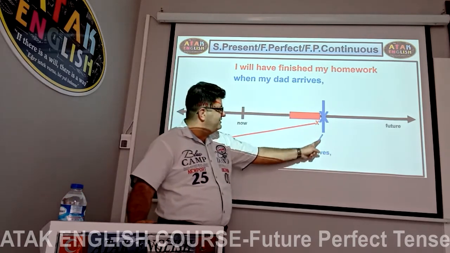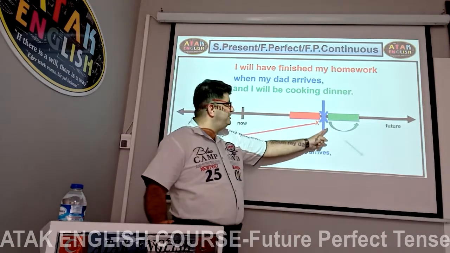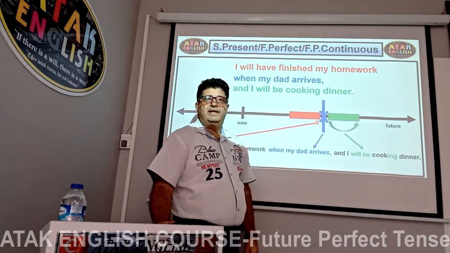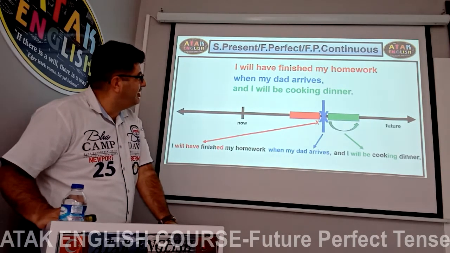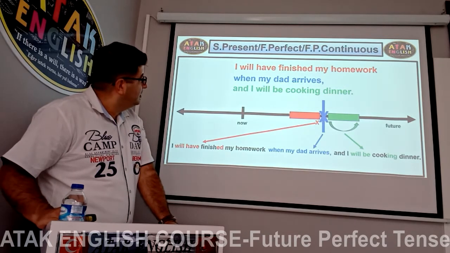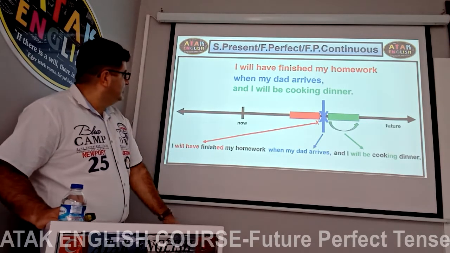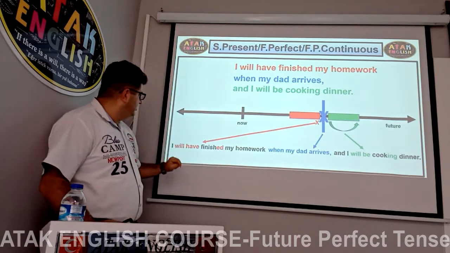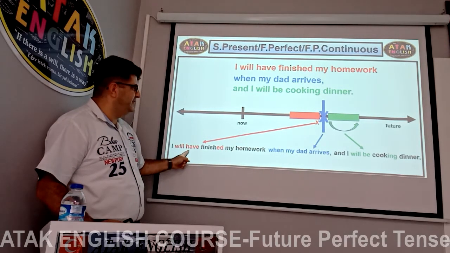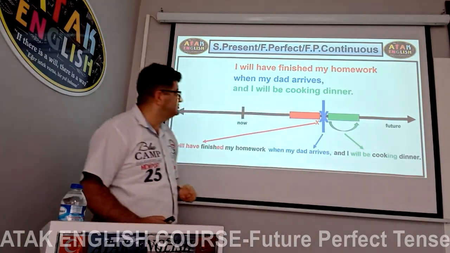Okay, when my dad arrives, and I will be cooking dinner after that. Can you see that there is the usage of three different tenses, okay? Here is simple present. Here, future perfect is used, and here, future continuous tense is used, okay?